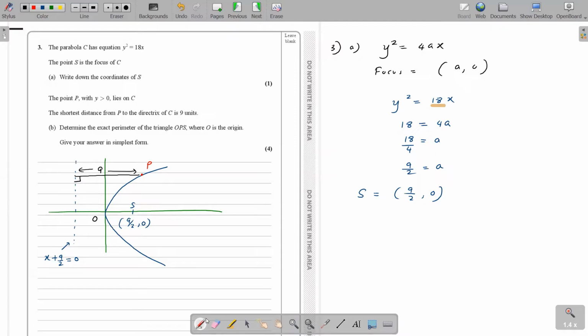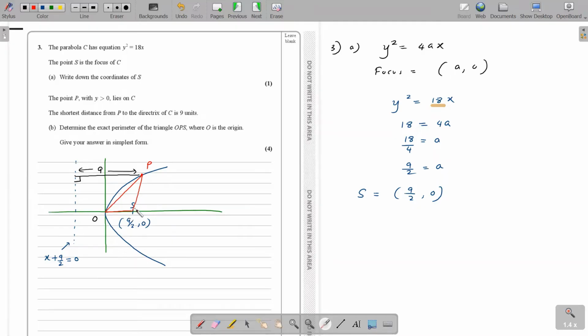So they are saying determine the exact perimeter of the triangle OPS. Do you see the triangle here, OPS? They want you to get the perimeter of the triangle OPS. Basically you have to get the OS distance, of course we know, right? OS is the focus distance. You have to get the OP distance and the PS distance.